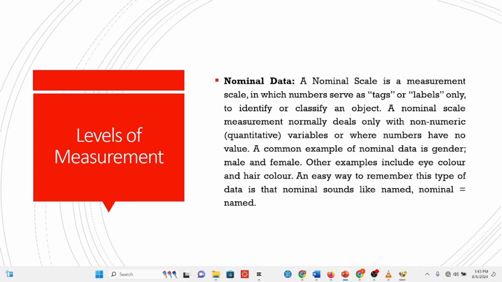Nominal data. A nominal scale is a measurement scale, in which numbers serve as tags or labels only, to identify or classify an object. A nominal scale measurement normally deals only with non-numeric, quantitative variables or where numbers have no value. A common example of nominal data is gender, male and female. Other examples include eye color and hair color. An easy way to remember this type of data is that nominal sounds like named, nominal equals named.